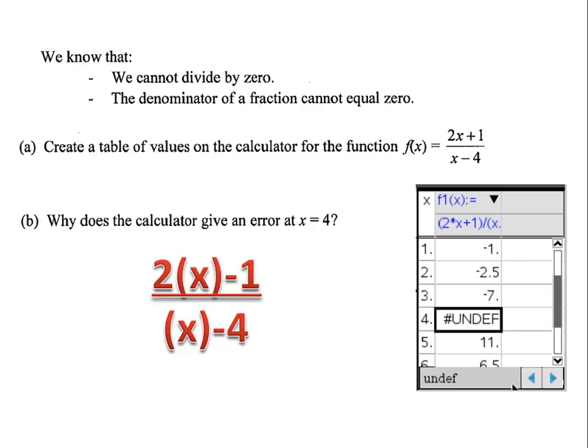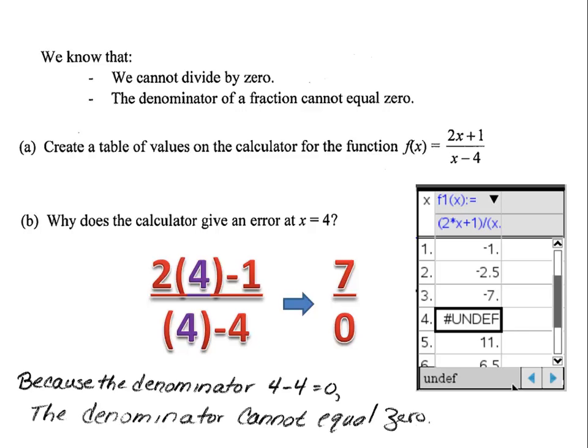And let's plug in the number 4. When I do that, the resulting equation is 7 over 0. And we know that we can't divide by 0. It just can't happen. It's impossible. It's undefined. And so because the resulting fraction makes no sense, we say that this expression, or this equation, is undefined when x equals 4. It's the value that didn't work.